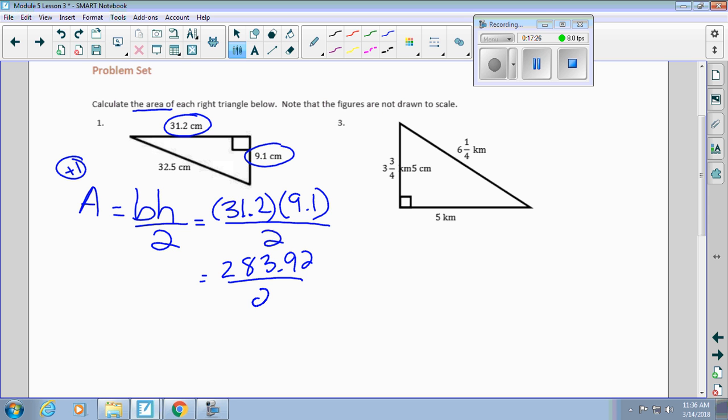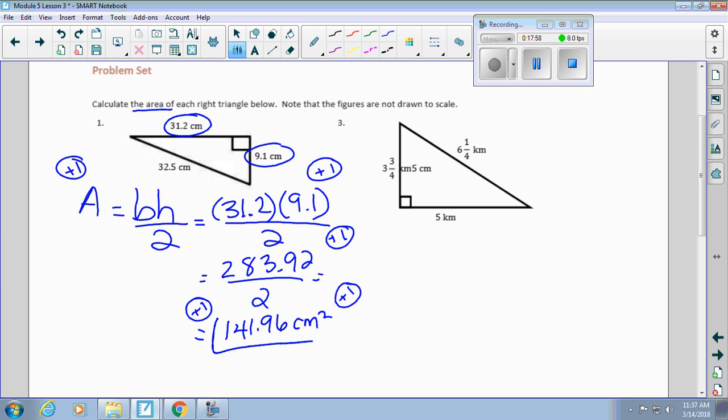I still have to divide it by 2. Right, so this would be worth a point right here. So another point. Let's say this is worth a point, right? So doing some of the actual calculation work. And then divide that by 2. And you would get 141.96. And then that would be worth a point. But then you also need to label, right? So a lot of kids forget to label centimeters squared. So that would be worth another point.